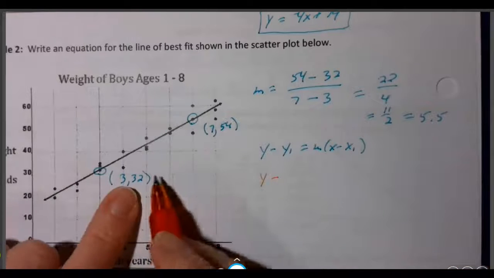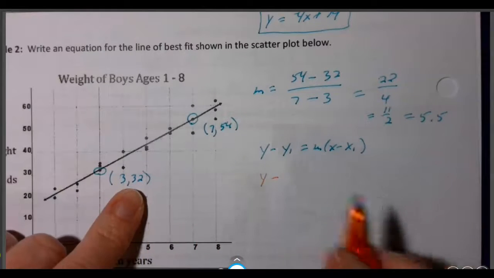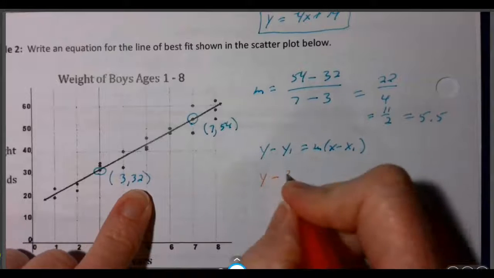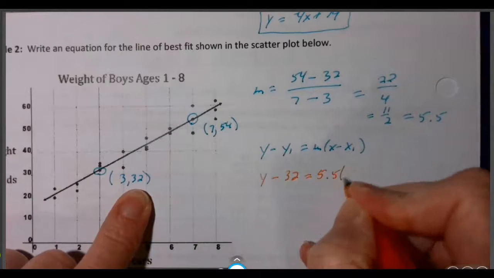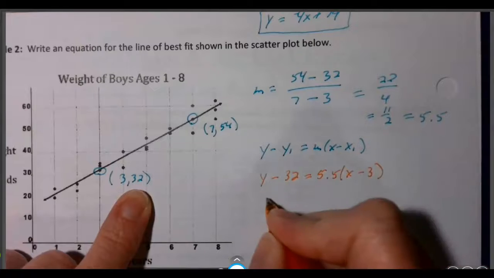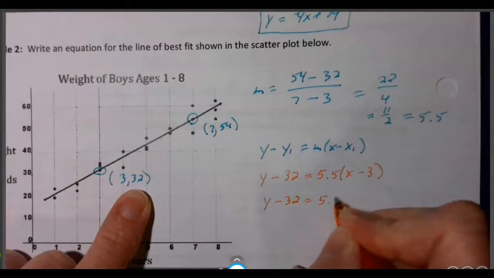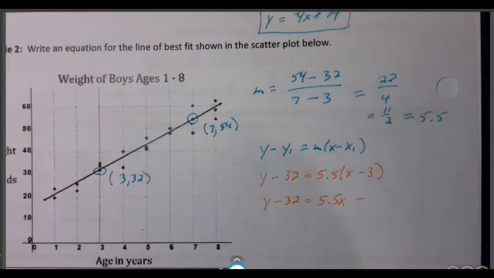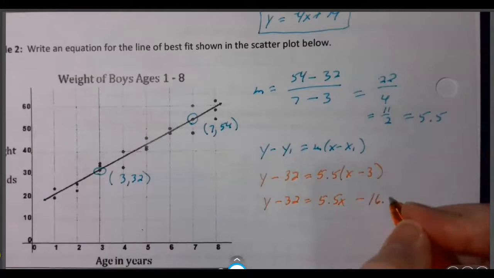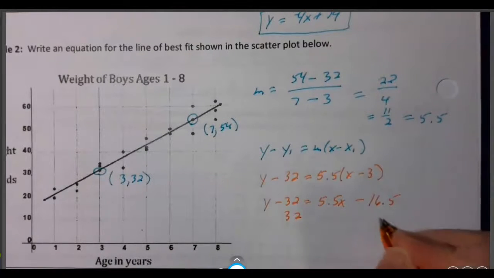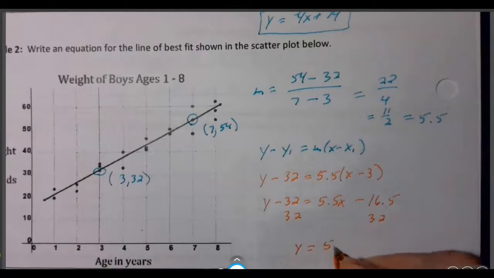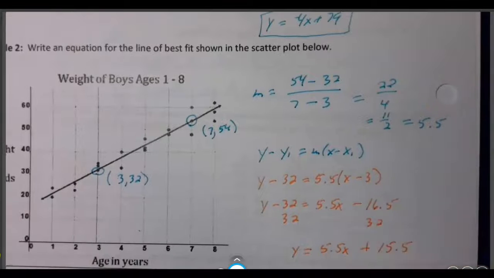So we have y minus the y value. Oh, which point did you pick? We should have picked one together. Oh, well, I'm going to pick this one because it's smaller. y minus 32 is equal to 5.5 times x minus 3. y minus 32 is equal to 5.5x minus 16.5. Add 32 to both sides. I get y is equal to 5.5x plus 32 minus 16.5, 15.5. Okay, there's my equation. Now let's check and make sure it actually kind of matches.